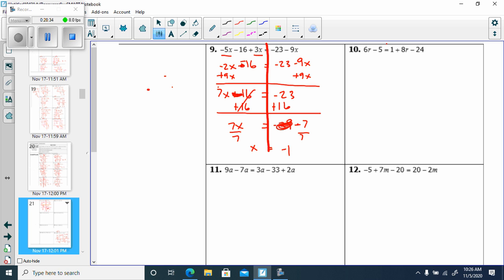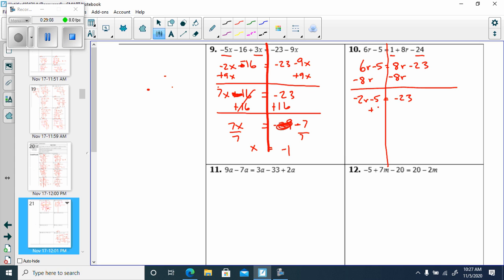Let's look at this one. This side is as simple as it can get, but this is not. Let's combine some like terms. So I still got 6r minus 5. 1 minus 24 is negative 23, so 8r minus 23. Now these are as simple as they get. Let's get all the variables on this side. So I'm going to do the opposite of what's here. I'm going to subtract 8r. That gives me negative 2r minus 5 equals negative 23.